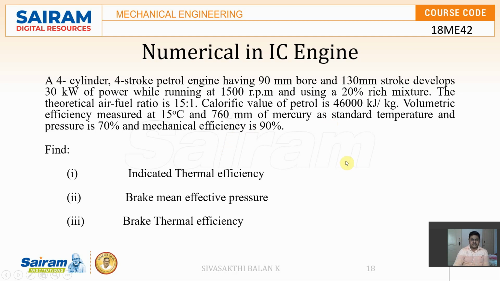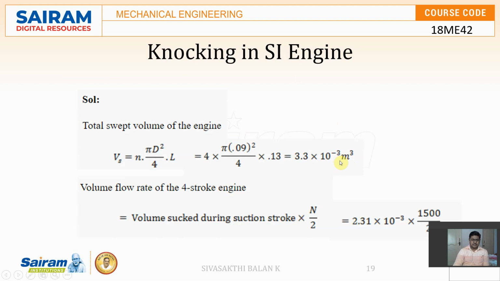We need to find out the indicated thermal efficiency, brake mean effective pressure, and brake thermal efficiency. The procedure or the solution goes like this. We need to first calculate the swept volume. From swept volume, we need to calculate the volume flow rate of the four-stroke engine, or the amount of fuel or the air or the charge entering the cylinder for every cycle.